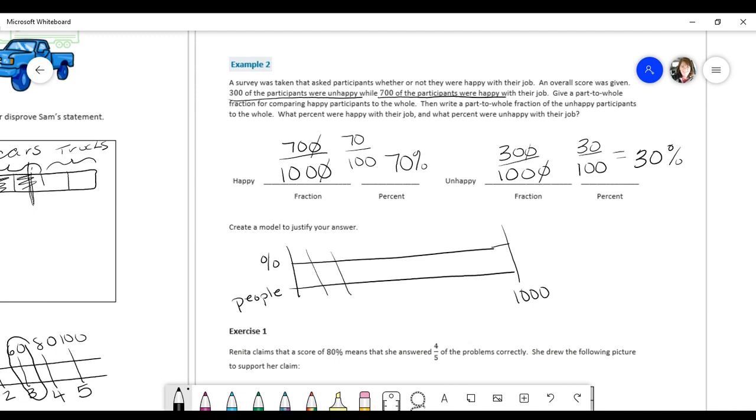So 1, 2, 3, 4, 5, 6, 7, 8, 9. And so this is 100. And you can go ahead and label these quickly. All right. And if this is 100%, each one of these is how many percent? 10%. You're right. 10, 20, and I'm just going to finish writing it without my percent signs.